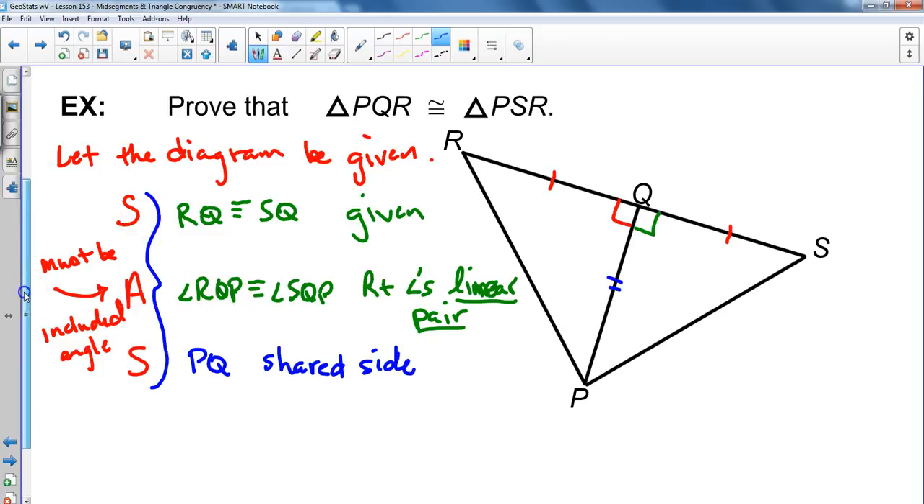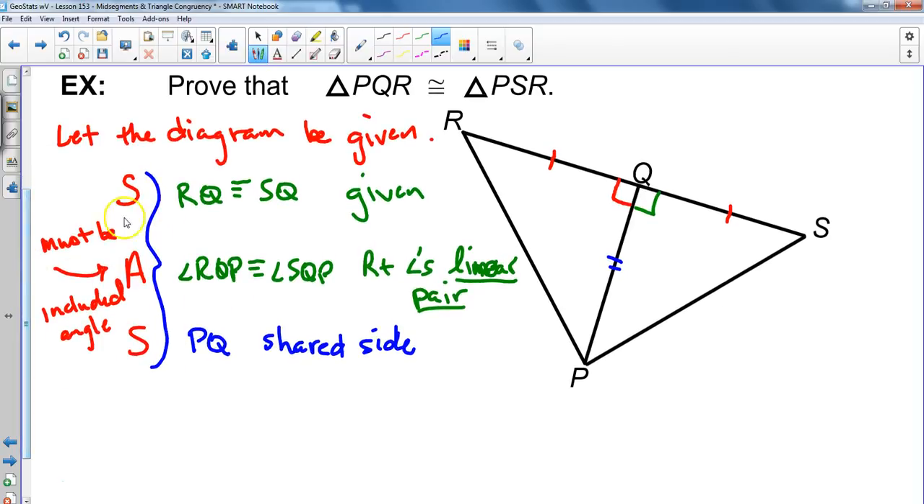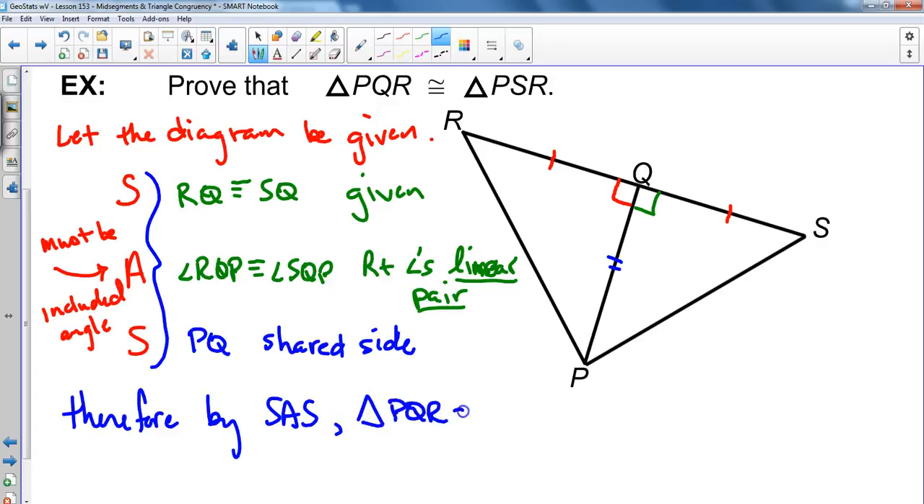So these are really important. This is really the important thing in distinguishing this, because we're going to have some more combinations of shortcuts that we can use. But for SAS, the included angle must be used. It must be an included angle. Our last piece here is our conclusion statement. Therefore, by the SAS shortcut, we know that triangle PQR is congruent to triangle PSR.